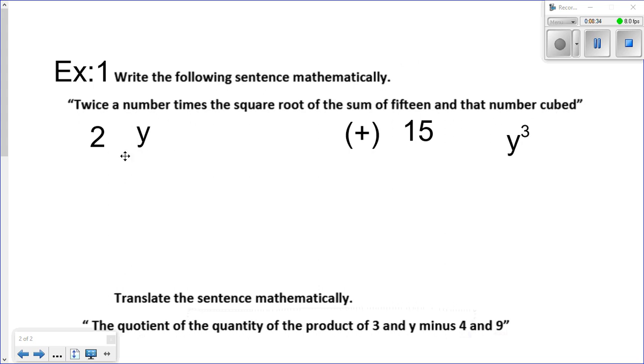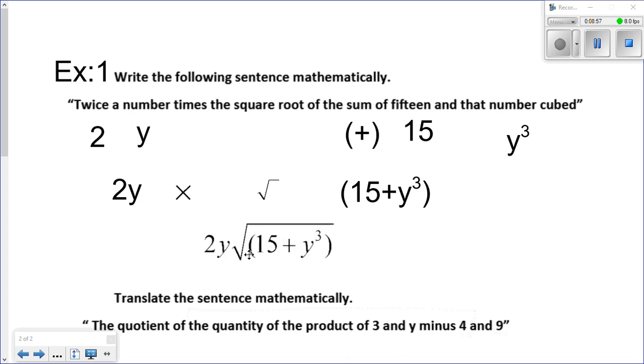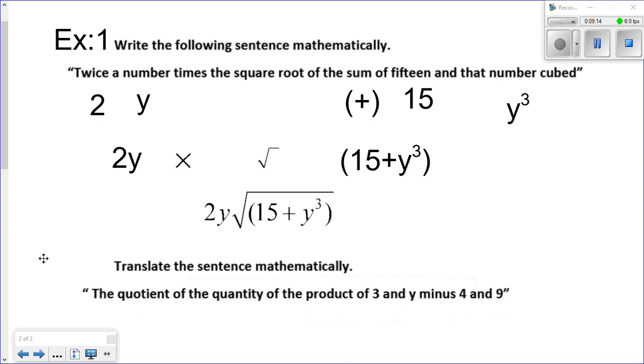So I'm going to go ahead and put it all together now. So twice a number means I'm multiplying by a number, times the square root of the sum. So this of the sum means that you're going to have to put this in parentheses. 15 plus y cubed. Okay? So now I'm just going to merge together. This whole parentheses is going to go under the radical. So I have 2y times, because we're multiplying with variables, I don't need to have a times symbol. You can, but you don't need it. Times the square root of that whole parentheses. Okay? If you need to, pause the video and you can move on once you're ready.